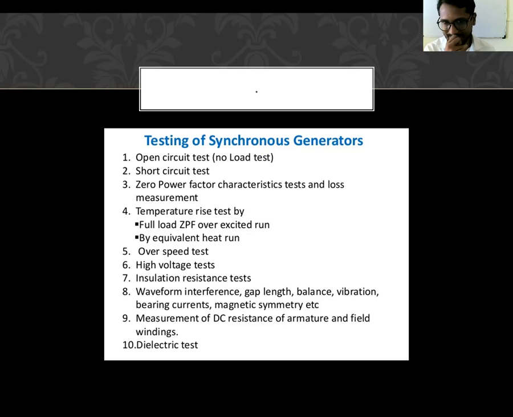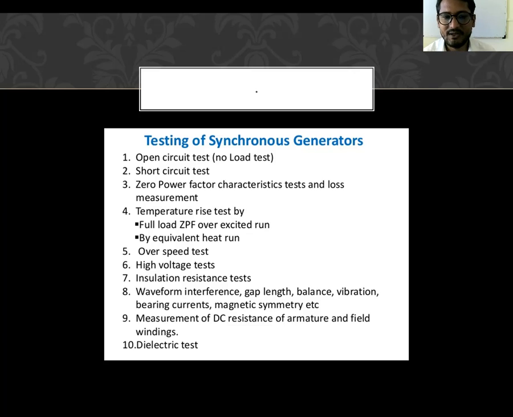Okay, so here a list is given of various tests of the synchronous generator. First is the open circuit test, the no load test. It is also an indirect loading method test. Second is the short circuit test. It is also an indirect loading method test. Then the zero power factor characteristic test and loss measurement test. Then the temperature rise test.